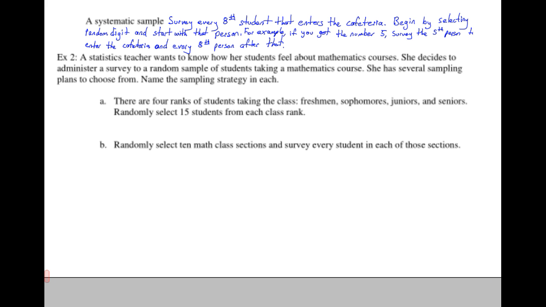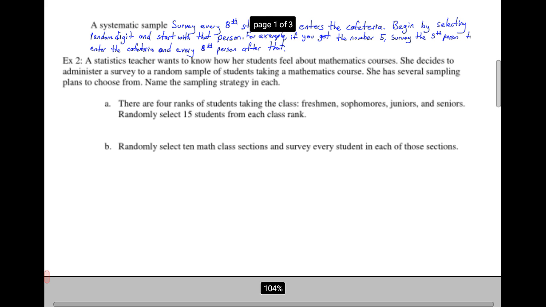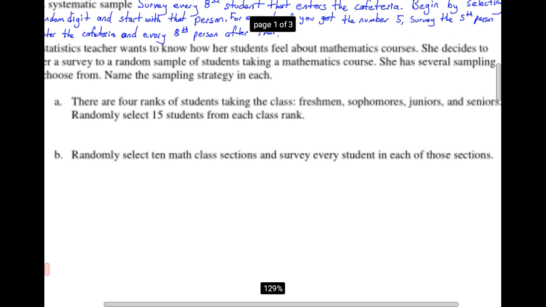There are 4 ranks of students taking the class: freshmen, sophomores, juniors, and seniors. Randomly select 15 from each class rank. Okay, so we're grouping them, so we probably have 2 possibilities really: stratified or cluster. I guess it could be systematic, but there's really only one thing going on here. Then we have to ask, is each group representative of the whole, or are we separating them by some trait?